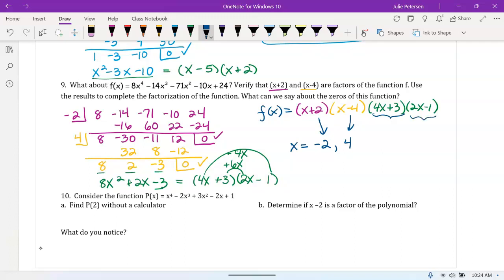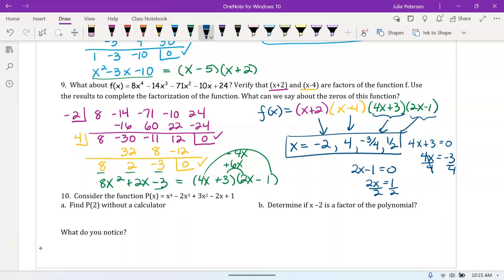And if you're not so sure on each of these, just take a quick second and set them equal to 0. So I'm just going to take each one and say, 4x plus 3 equals 0. That means I would subtract the 3 over and then divide by 4, so we've got negative 3/4 for this one. And then for the 2x minus 1, same thing, 2x minus 1 equals 0. We'd add the 1 over and then divide by 2, and so we get 1/2. So we've got all 4 zeros. You could sketch this graph now with everything that you know.